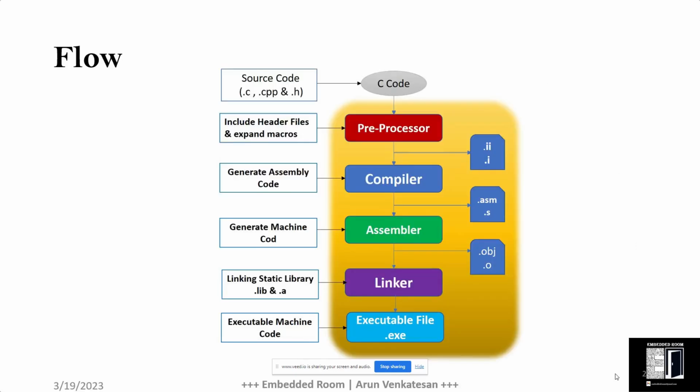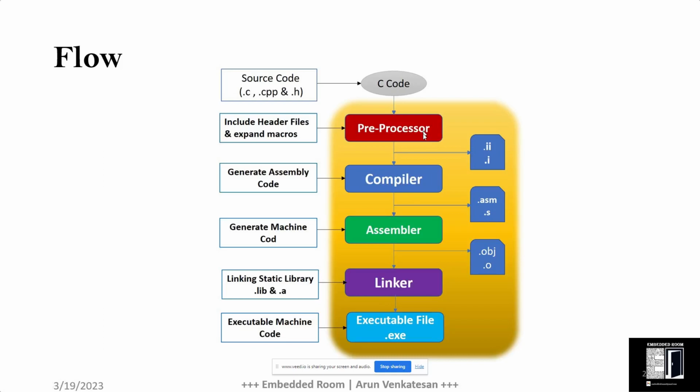Today we will see GCC compilation. If you write any C code, these are the steps it follows to get the final output. First, the code goes to the preprocessor, then from the preprocessor to the compiler stage, from the compiler to the assembler stage, then from the assembler to the linker stage, and finally you get the exe file.